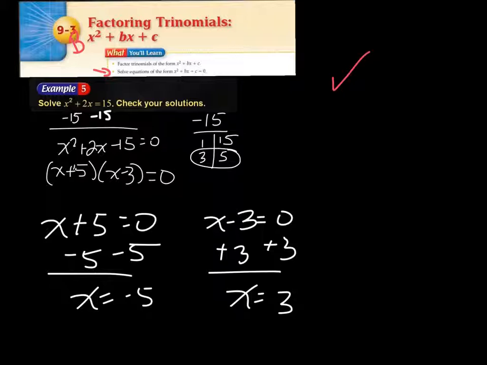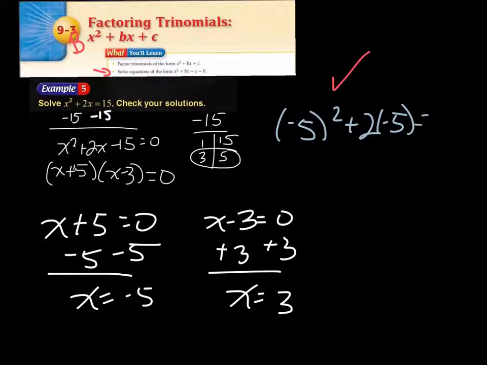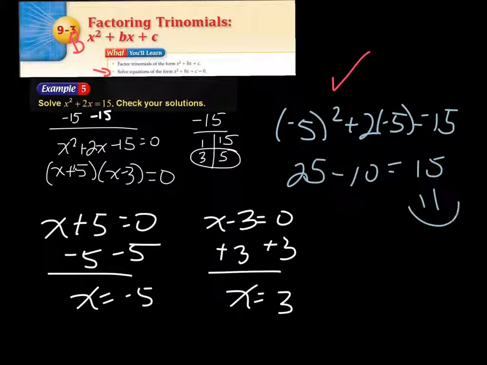So if I go back to my original equation, I want to have negative 5 squared plus 2 times negative 5, and I hope it equals 15. And negative 5 times negative 5 is, of course, 25. And 2 times negative 5 is negative 10. And, of course, 25 minus 10 is 15.